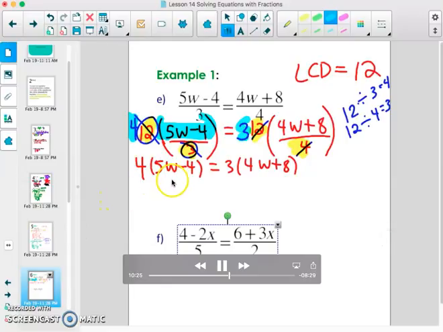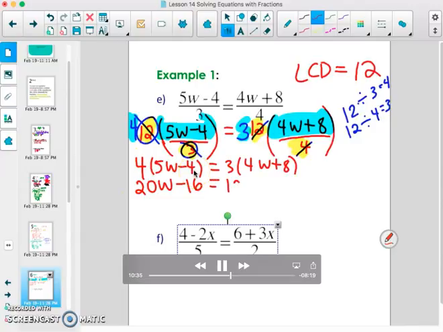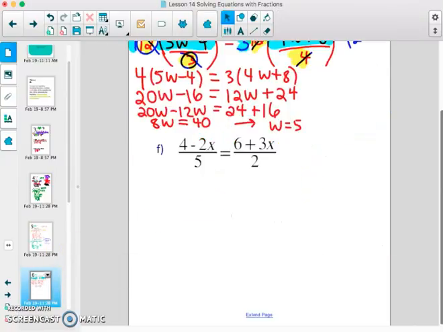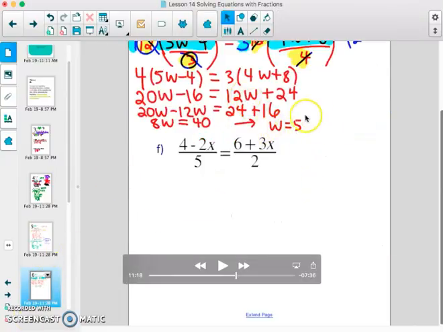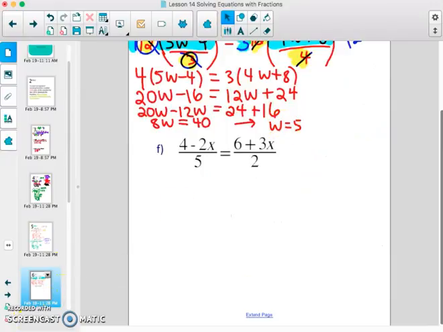Now we can expand, okay? These are the parts we're going to expand. So we're going to use distributive property, and we're going to get 20w here minus 16, I'm doing 4 times negative 4, is equal to 12w plus 24. And then all I need to do is expand, so you guys can try that out, and you should end up with w is equal to 5. I want you to try the next example by yourself. It's the same as this one, and see if you can get it.